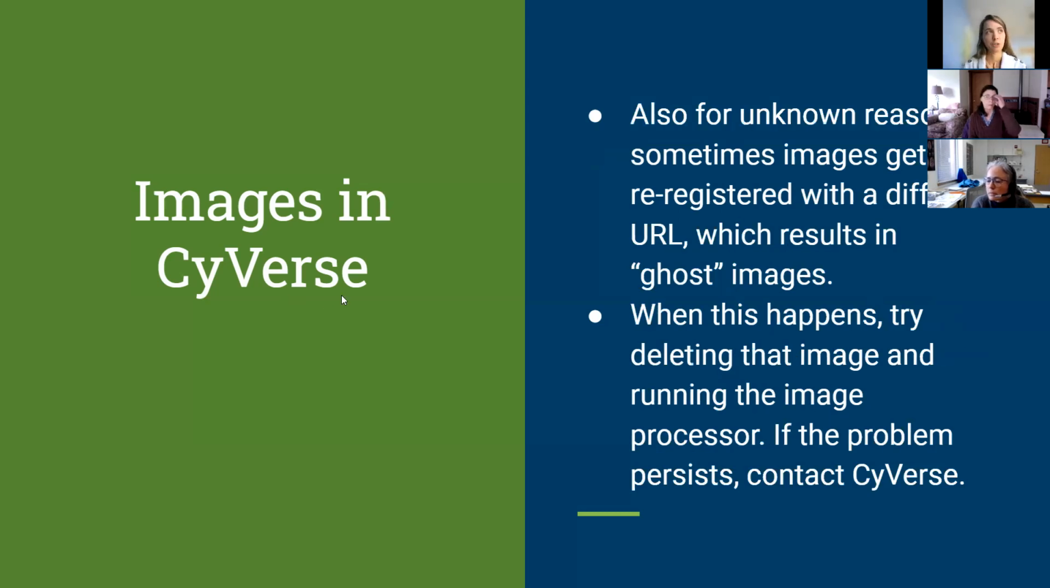And then I think this happened when there was a Bisq outage, but sometimes images will get re-registered with a different URL, like the old URL breaks and then there is a new one that is given to it. I don't know why, but this can be fixed if you delete that image and then rerun the image processor, and then it will hopefully go find the new and improved URL afterwards. So if the problem persists, you can always contact me and Cyverse and we can help troubleshoot. It's a little bit of a complicated little runaround system, but we've seen a lot of things so far, so we can usually get through them.